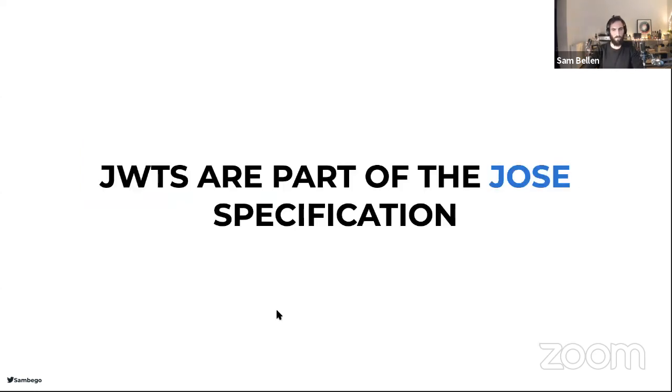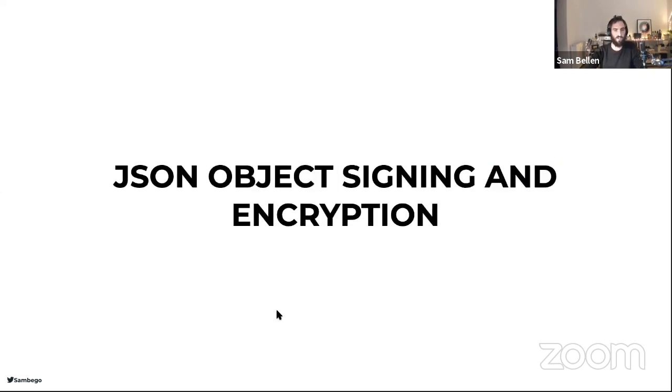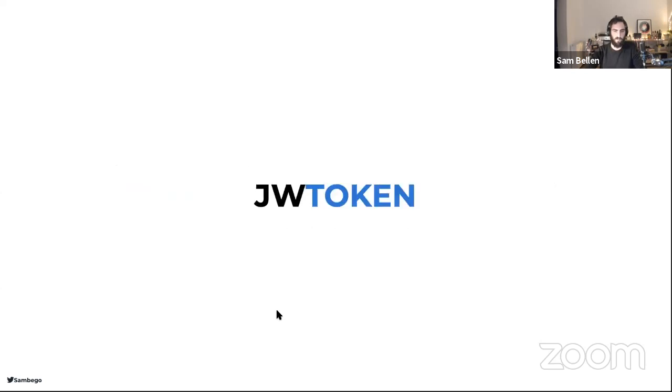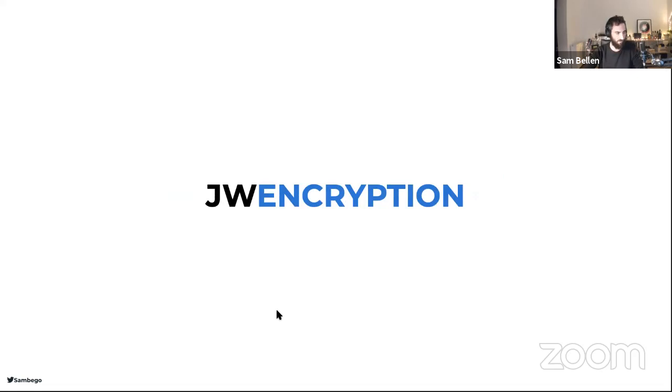And JSON Web Tokens are part of the JOSE specification. If you've never heard of this, it's basically a specification that specifies a few frameworks or a few things that are JSON and that help you do authentication and encryption on the web. It stands for JSON Object Signing and Encryption. So we've seen JSON Web Token. There's also a JSON Web Key, JSON Web Signature, and JSON Web Encryption. These are all standards in this JOSE standards.